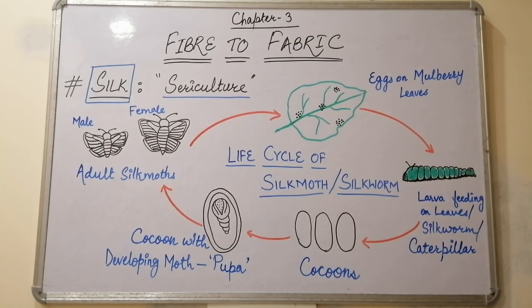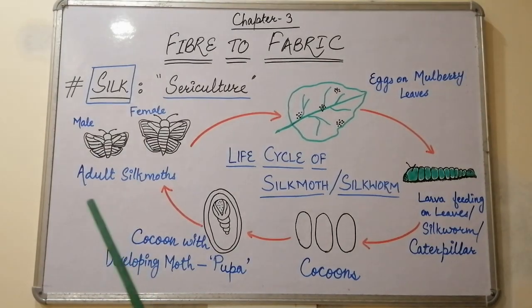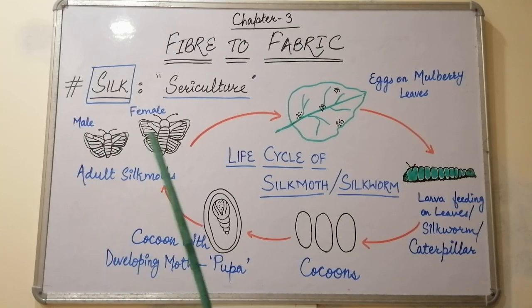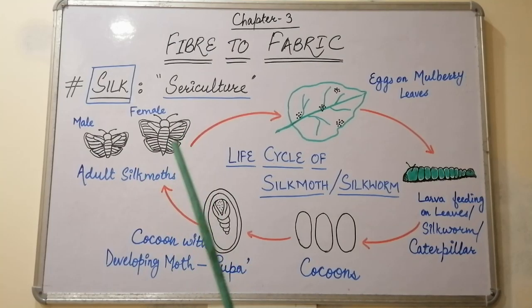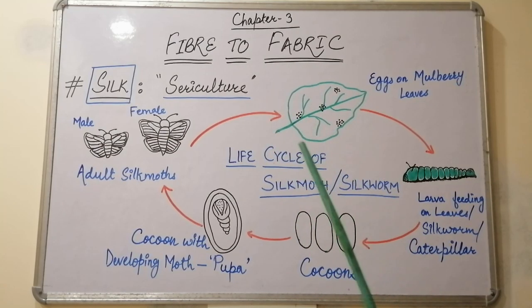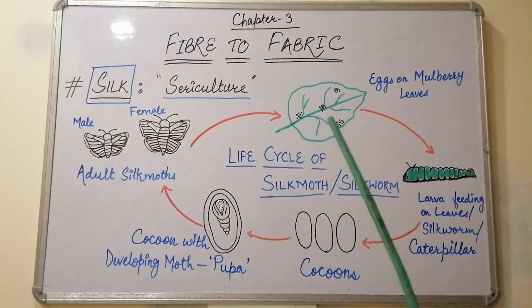Now the life cycle of silkworm starts from adult silk moths. We require two silk moths, male and female. When these silk moths become adult, the female silk moth lays hundreds of eggs on the mulberry leaves, hundreds of eggs at once.